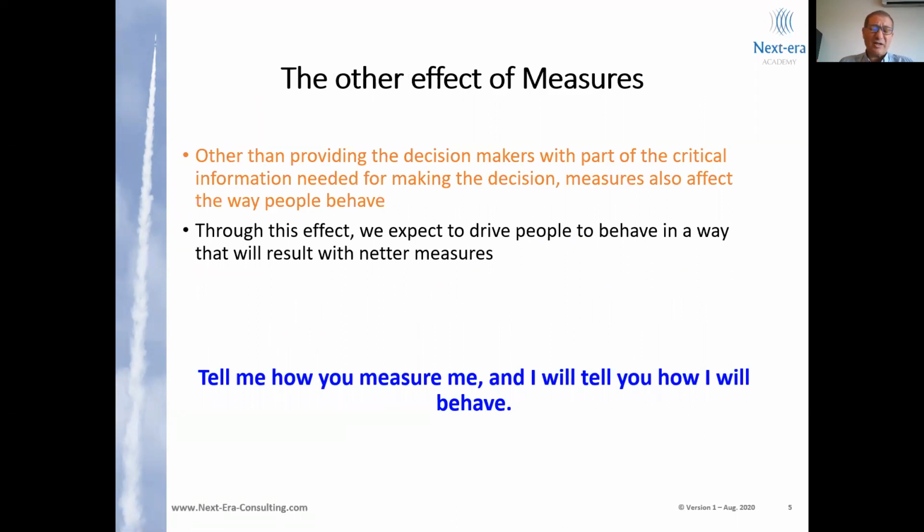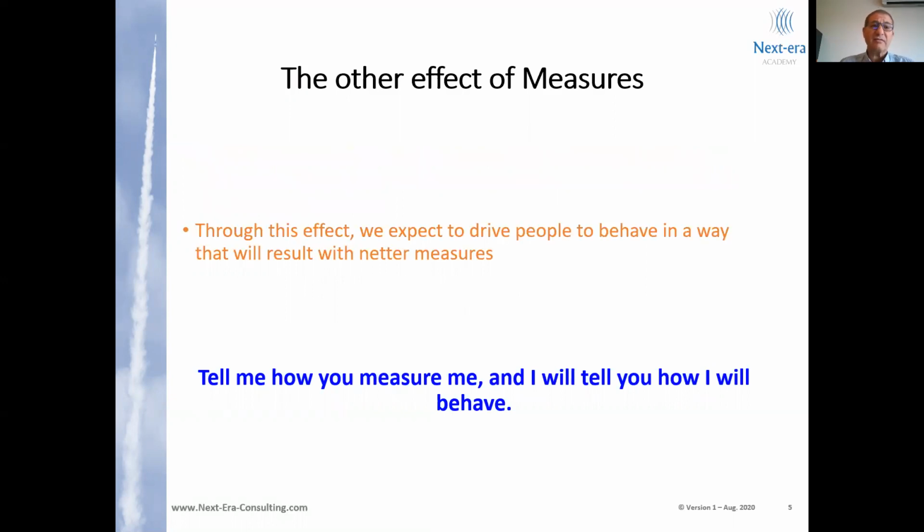Measurements are not only supporting decisions, are not only showing us where we are versus where we are supposed to be, and how well we are progressing towards our objectives, but they also create some other important effect on our lives. They impact the way we behave. Through that, as managers who are setting measurements in a company, we do expect that people will behave in a way that will improve the measures.